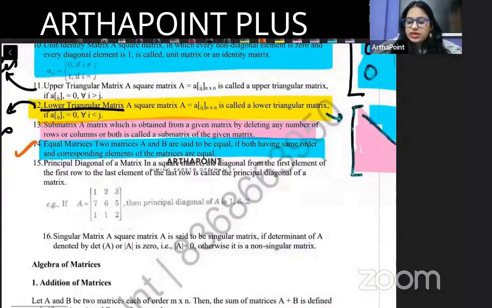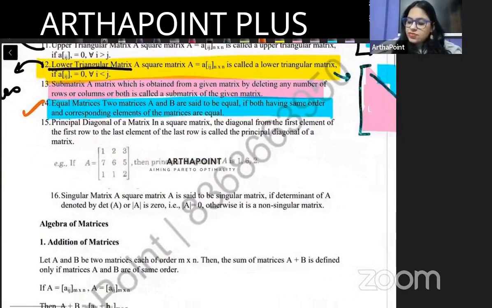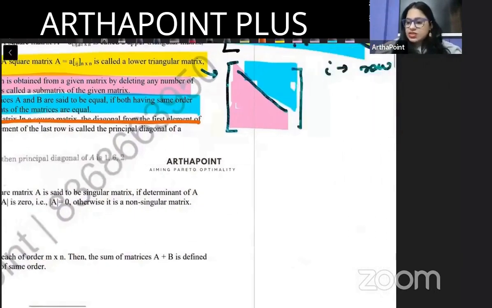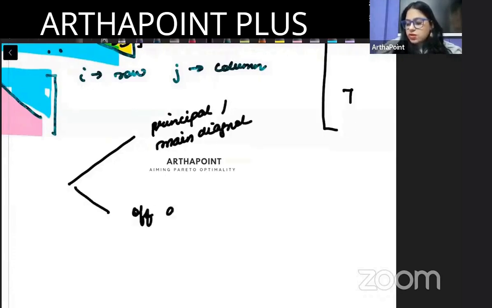So in an equal matrix, we map and check element to element. Okay. Now we have something known as the principal diagonal of a matrix. This is the principal diagonal of the matrix, children. This is called the principal diagonal. Any matrix has two diagonals. One is called the principal diagonal. This is the main diagonal. The other is called the off diagonal.